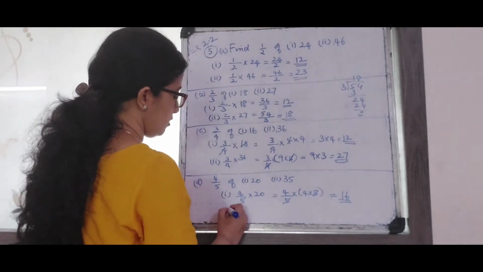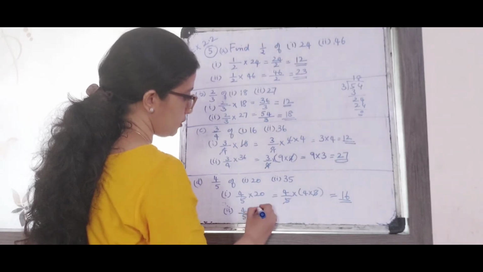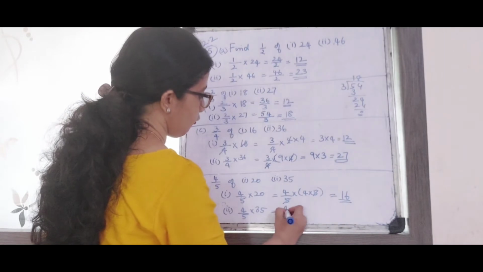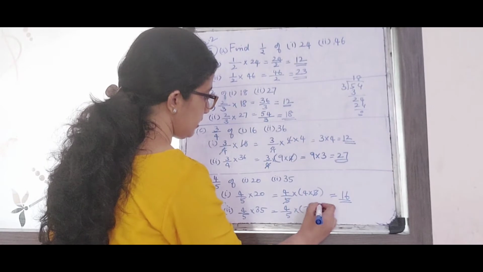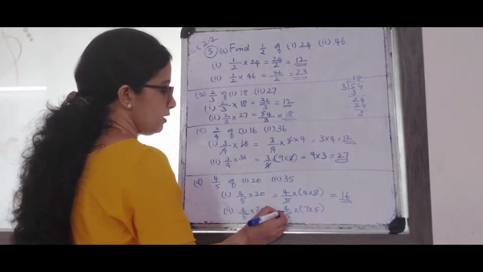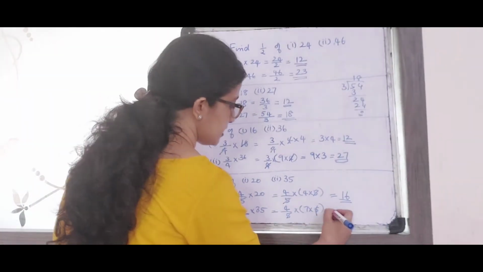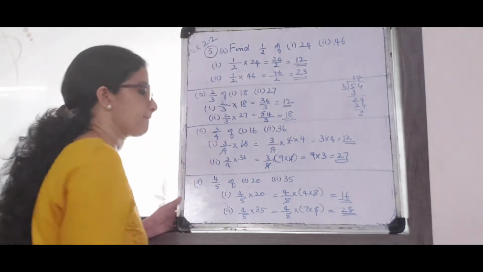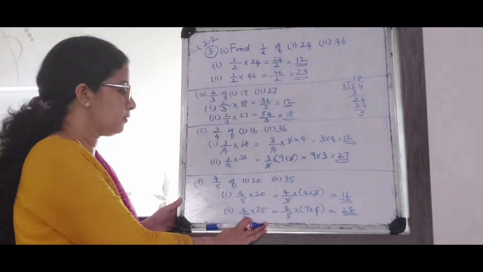Okay. Next, we'll go on to the next one. 4 by 5 of 35. So this can be written as 4 by 5 into 7 into 5, right? 7 5s are 35, correct? So if we write 7 into 5, we can cancel this 5 and this 5. Then we get the answer 28. 7 4s are 28. Did you all understand how to do this type of problem?